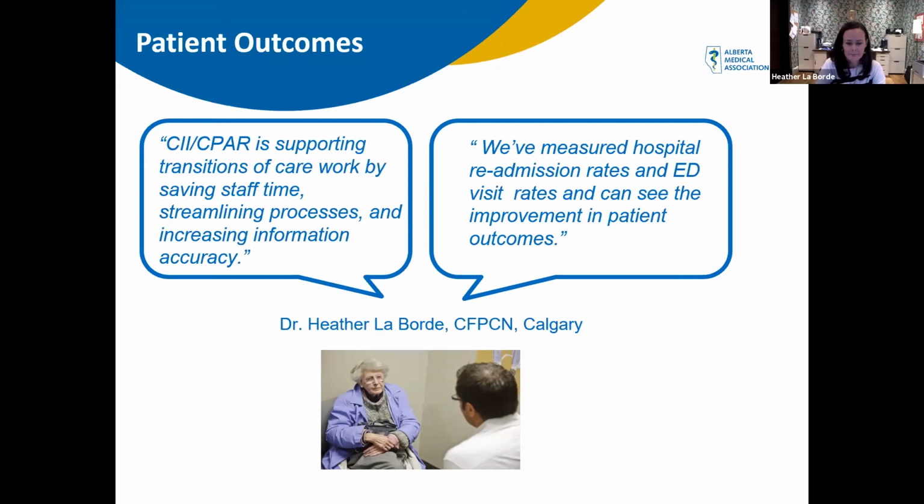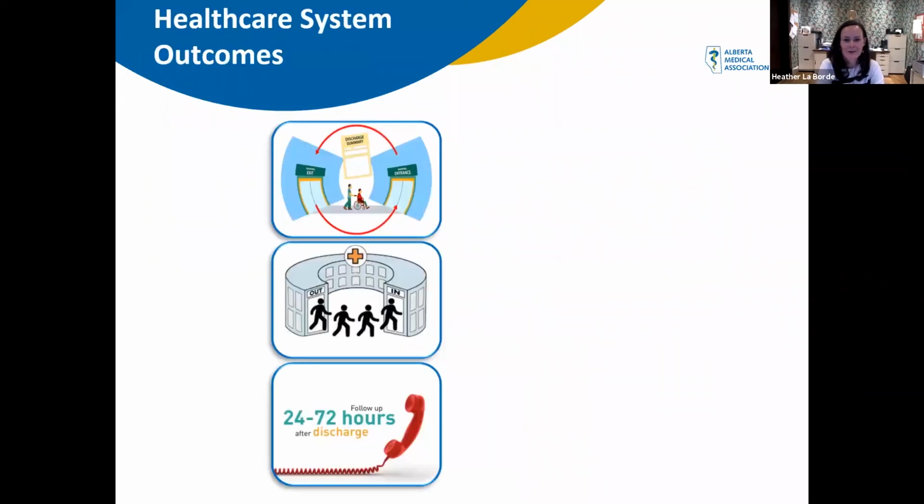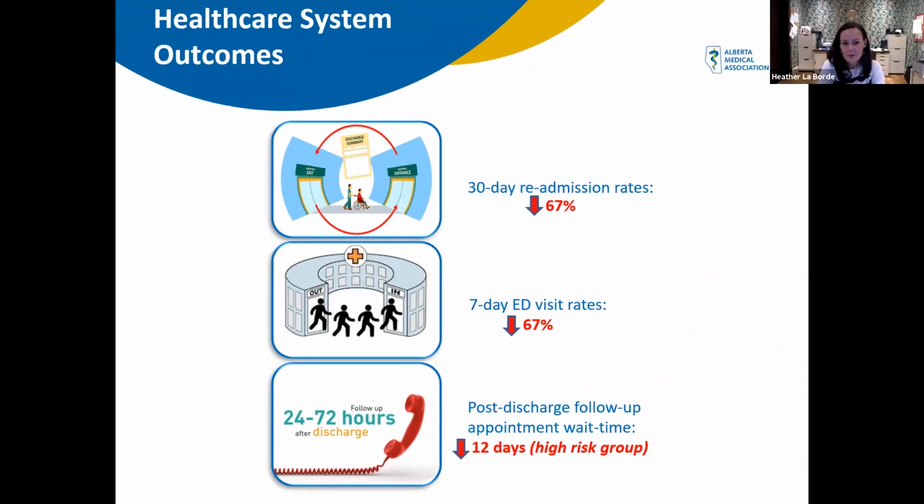So we measured a couple of key indicators at our clinic, and we are super proud of this data. We tracked through this project that we were able to reduce 30-day readmission rates by 67%. And for those of you who don't know that, that's patients who are readmitted to hospital for the same condition within 30 days. We were also able to reduce our seven-day ED visit return rate by 67%. And we also were able to reduce our wait times for post-discharge follow-up assessments by 12 days. And this again was for our high-risk groups.